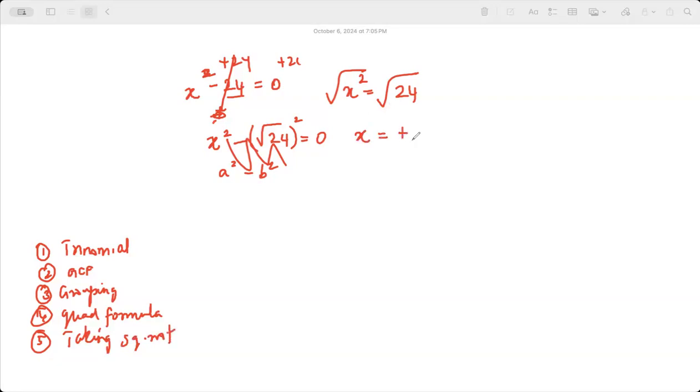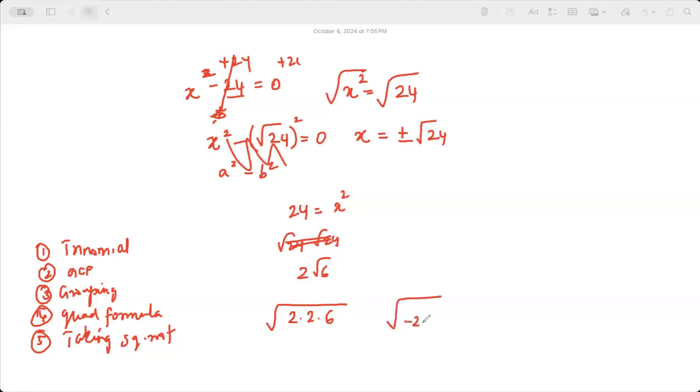x will be equal to plus or minus the square root of 24. You see, 2 comes, because when x squared is 24, it can be square root of 24 times square root of 24. How can I write it? 24 is 4 times 6, so 2 root 6. It can be 2 root 6 times 2 root 6, or it can be minus 2 root 6 times minus 2 root 6.